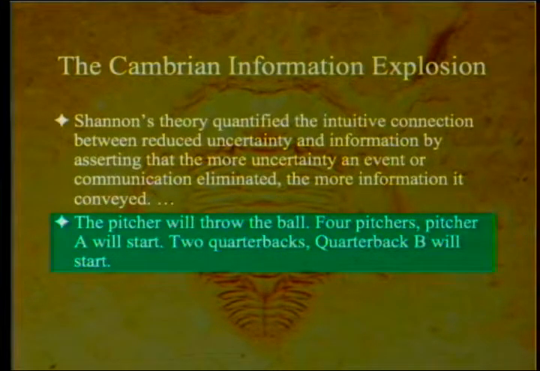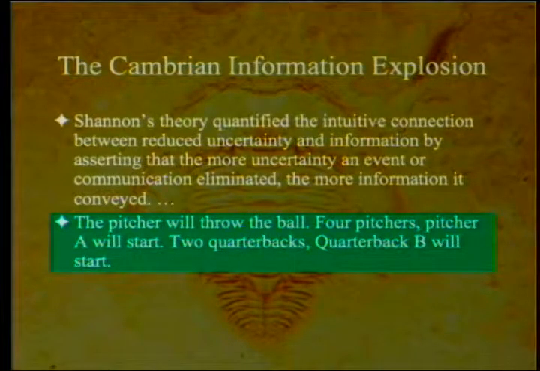And then he has a long section that discusses this in lay terms. The pitcher will throw the ball. Well, duh, pitchers always throw the ball, right? Okay, if you know they've got a team, knowing that really doesn't reduce any uncertainty. However, if you have four pitchers and pitcher A will start, that reduces your uncertainty by a factor of four.